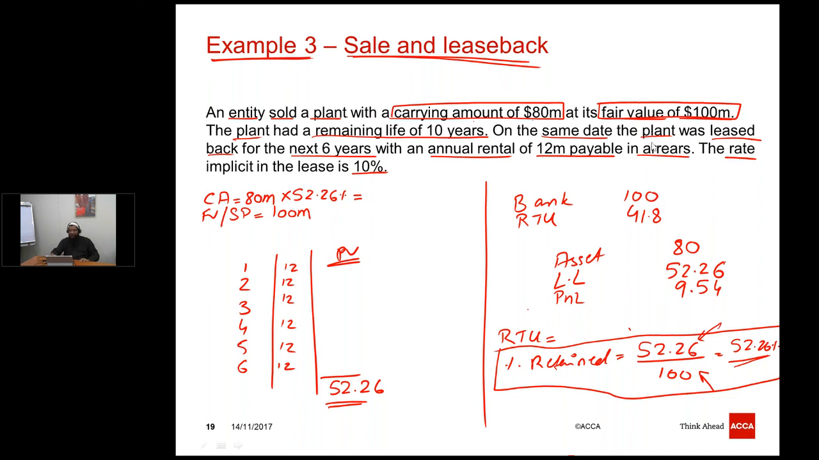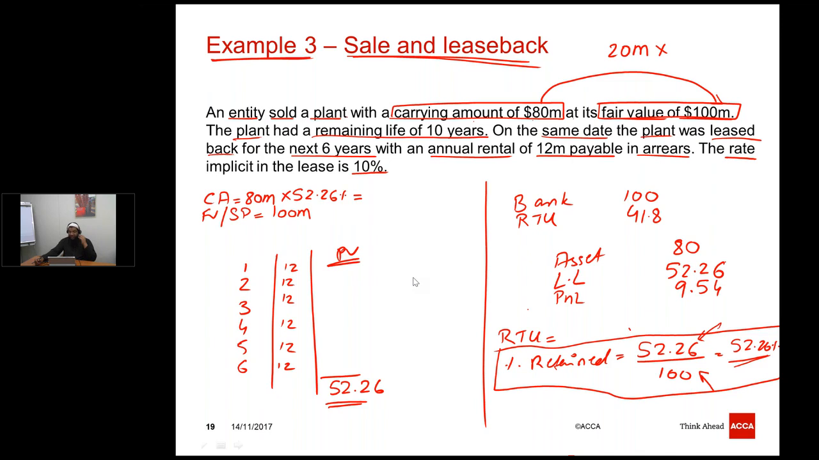So if I prove it logically, the carrying amount was 80 and we have disposed of it for 100. So the gain is 20. But have we transferred 100% of the asset? What do you think? The gain is 20. Have we transferred 100% of the asset? No. Then how much percent have been transferred?